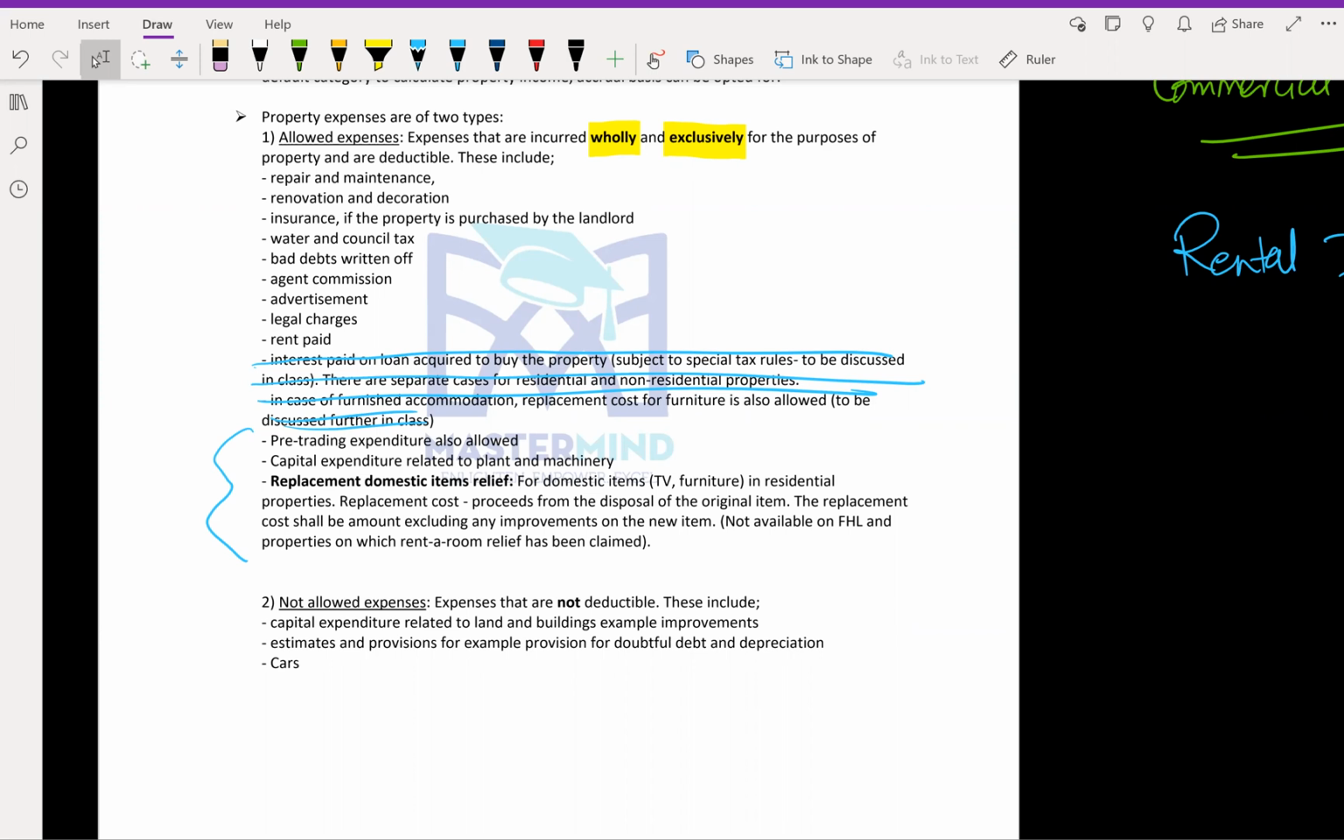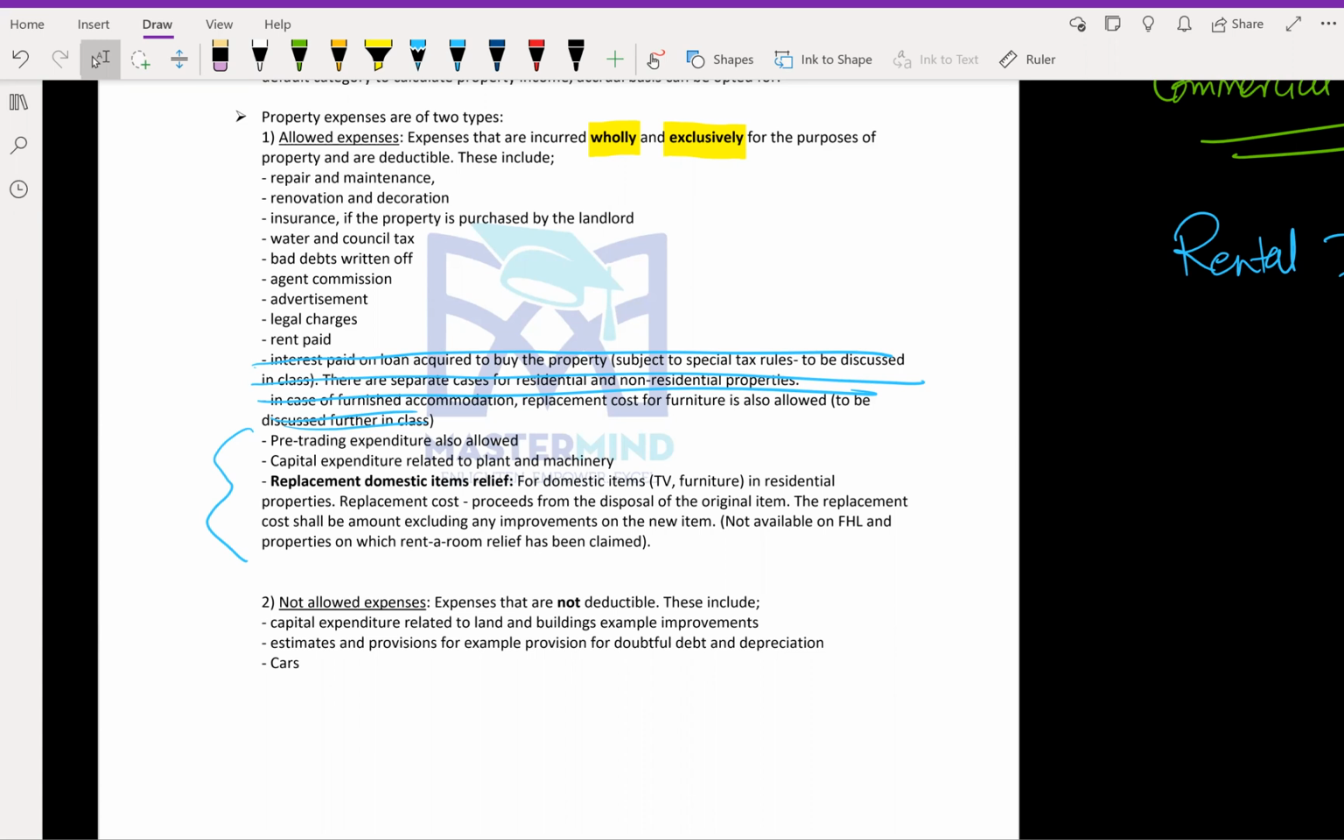Pre-trading expenditure. What do you mean by pre-trading expenditure? It means expenditure you incur before starting to rent out the property, which I told you about, right? You need to incur some pre-trading expenditure so that at least your property becomes rentable. You understand? Okay. Capital expenditure related to plant and machinery is also an allowed expense, not related to the building or land, only related to the plant and machinery.